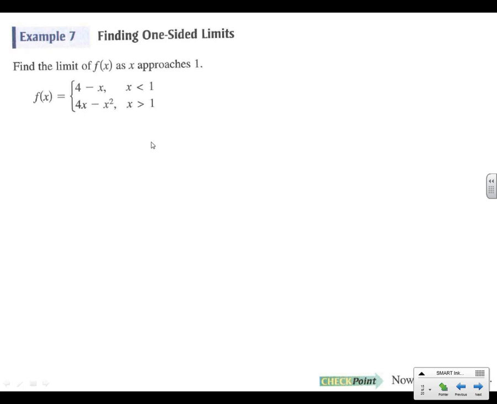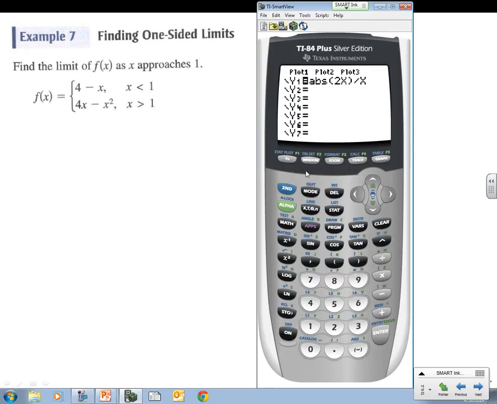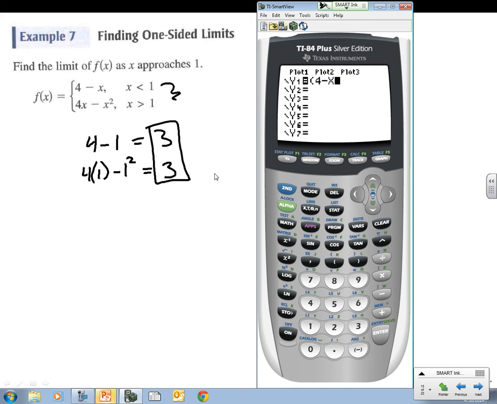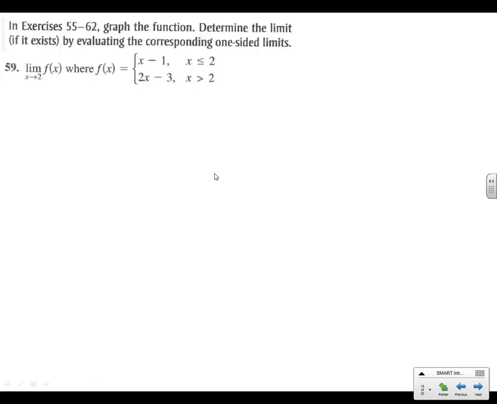Okay, so let's look at these one-sided limits again. So piecewise function, we'll plug this in twice, 4 minus x. Actually, you know what? Let's just plug in 1. What's 4 minus 1? 4 minus 1 is 3. 4 times 1 minus 1 squared is also 3. So in this case, we're approaching the same number. We're approaching 3 from both sides. So our limit is going to be 3. We get the same thing from both sides. All right, go ahead and try 59. You can use direct substitution on this one as well.